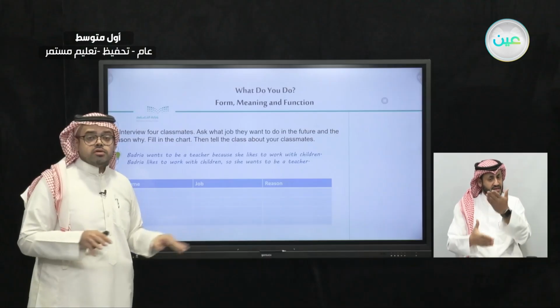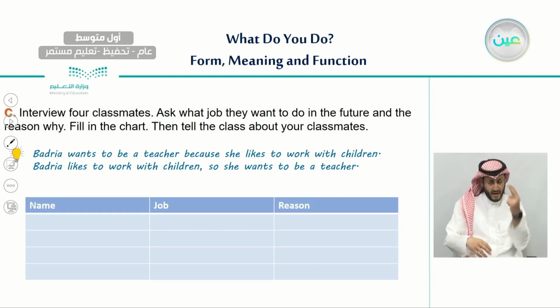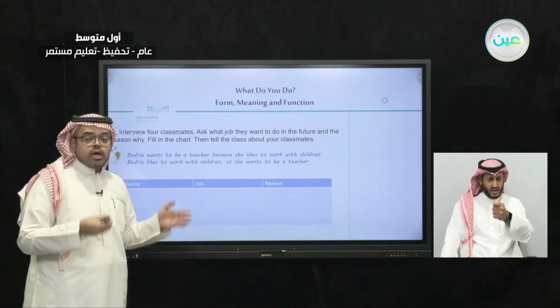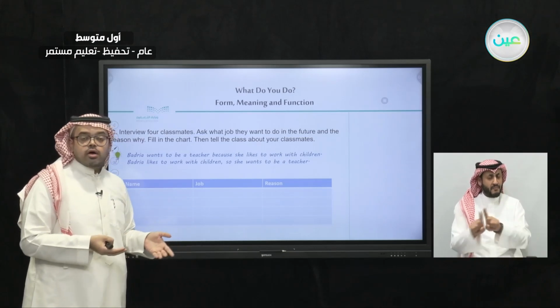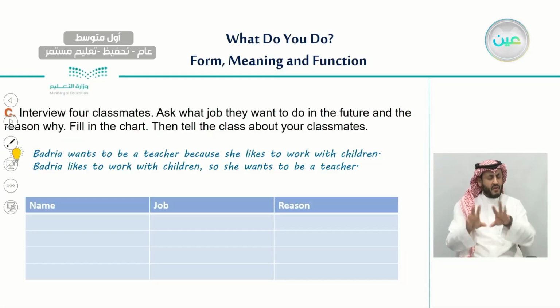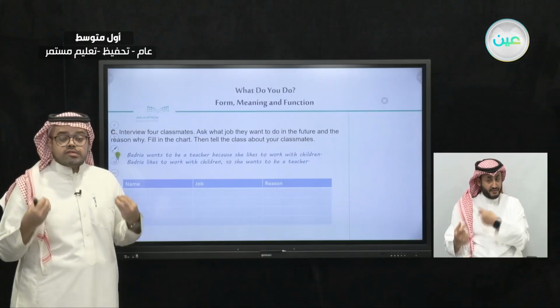So what we need to do here is that we're going to have a table like this where we write in the beginning the name, the job, and the reason. And we're going to ask different people about their name and the job that they want to be in the future, and also the reason. Why did they choose that job? And we're going to write sentences like this.